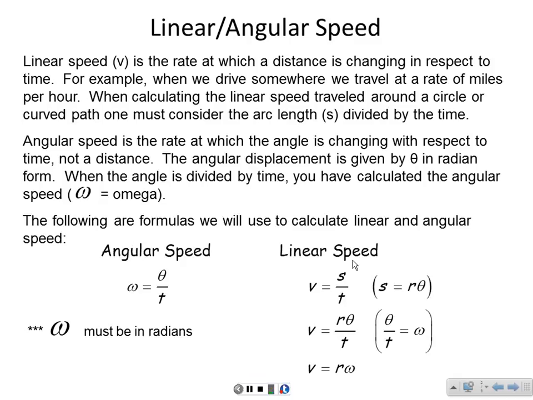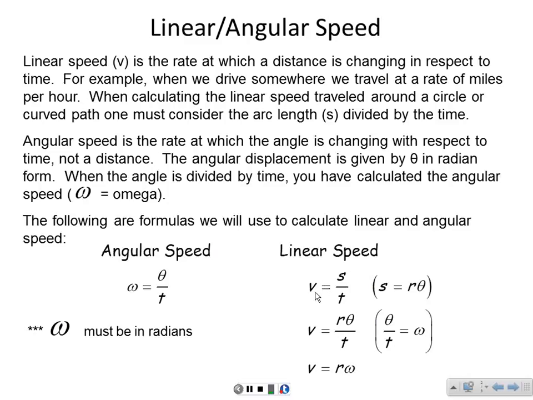So here are some formulas that you need to write down, you need to know. The following formulas will be used to calculate linear and angular speed. Angular speed, remember, is omega, and omega is your theta, your angle in radians, divided by time. So omega is your angle in radians divided by time. Therefore, omega must be in radians. And then your linear speed, there are several, and we've already dealt with this one, s is equal to r theta. So let's manipulate these.